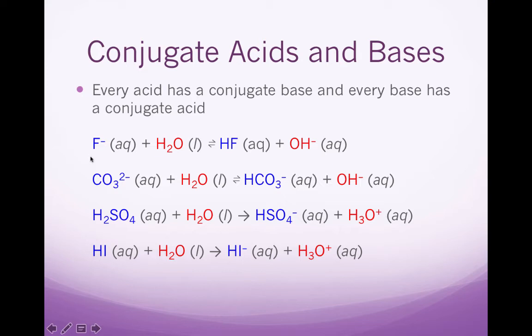So for example, here we have fluoride ions in water. They make HF and OH-. So the fluoride ions accept a proton from water to become HF. So fluoride is acting as a base. It's a proton acceptor. So this is a base, and its conjugate acid would be HF. So what it becomes when it picks up a proton.